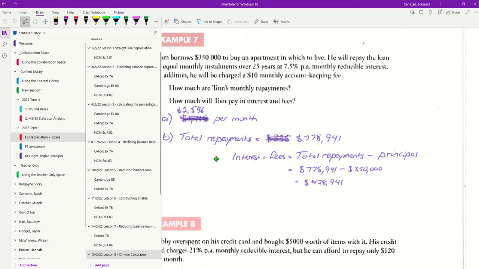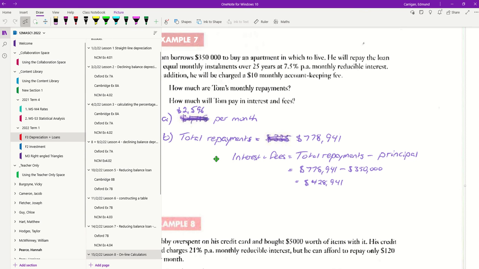Now my interest and all my fees are going to be equal to my total repaid minus whatever my principal was in the first place. So I've got 778,941 minus that 350,000. My answer is $428,941. Okay, that's giving that to me using my government calculator. We all good with that? I'll leave it up for a moment.